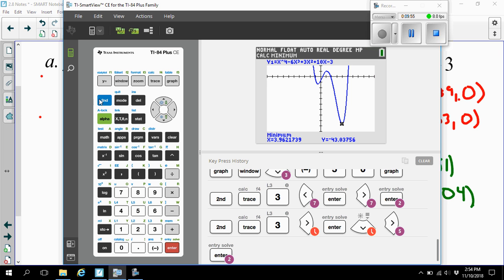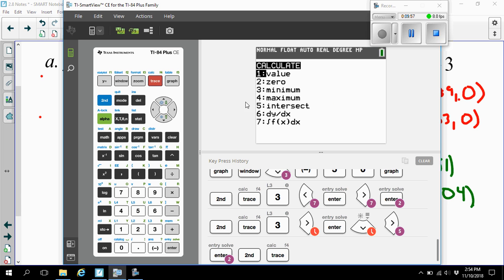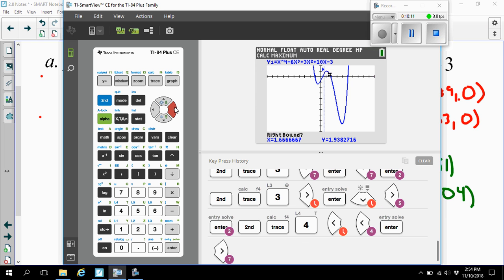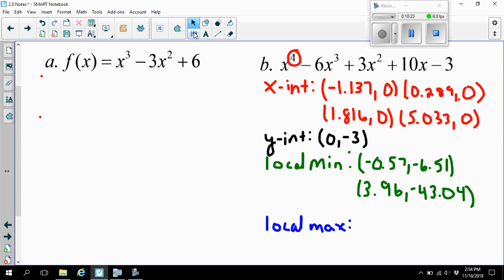To find this local max, we go to second trace, then we go to number 4, maximum. Remember, left bound means on the left-hand side of that maximum point. So I'm going to move my cursor over to the left a little bit, and then move it over to the right for the right bound, and press enter one more time. It looks like our local max is at 1.11, and then the y value is 5.11. And once again, we do write this as an ordered pair.